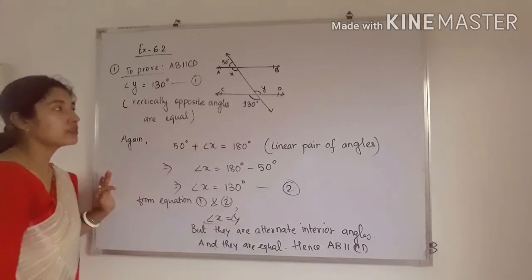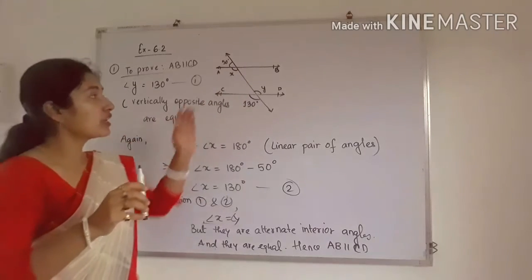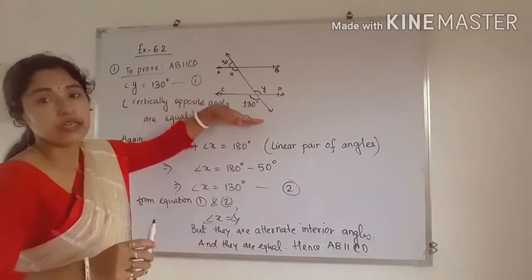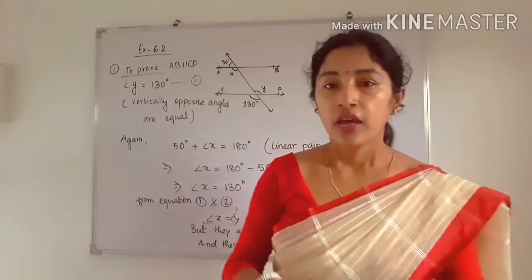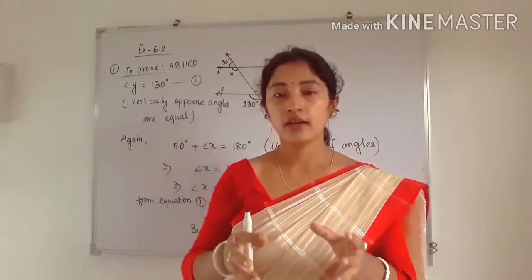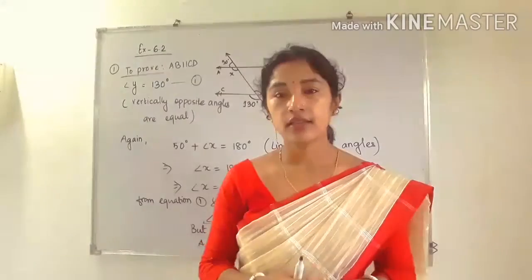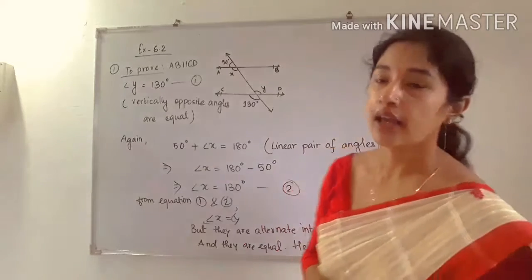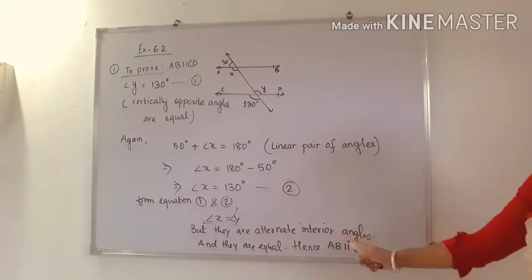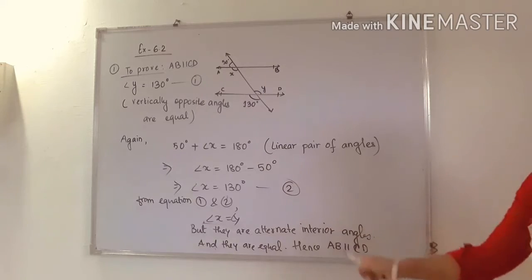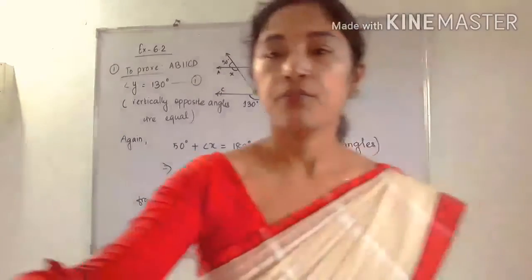If the alternate angles are equal, then by the converse of the theorem, we can say AB is parallel to CD. Already I told you in theorem 6.3 it is given that if alternate interior angles are equal, then we can say the lines are what? The lines are parallel. So here we can say that AB is parallel to CD. So I have written, but they are alternate interior angles and they are equal, hence AB is parallel to CD.